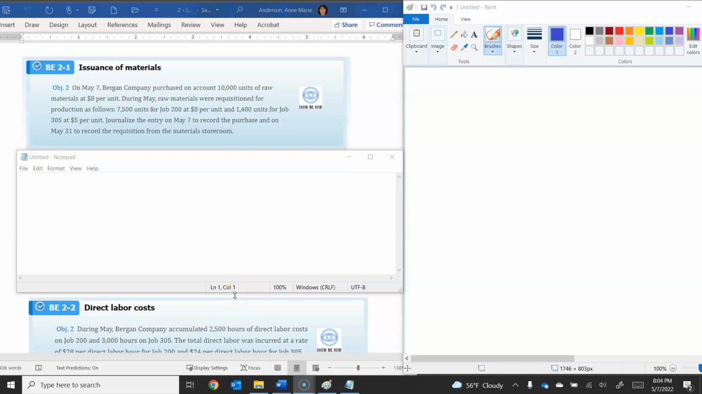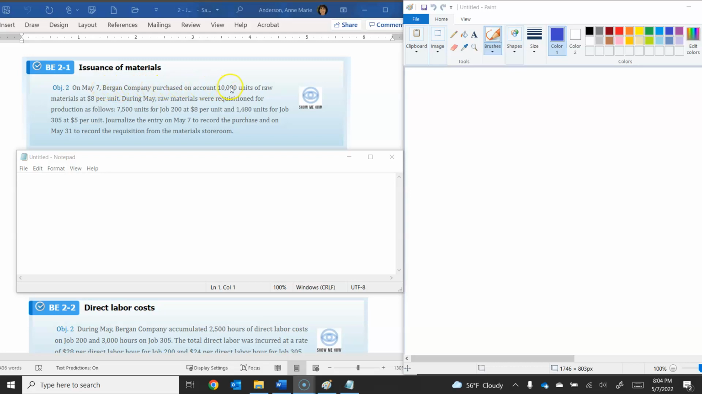Hey everyone, I thought it'd be helpful to go through some of the problems, the brief exercises in this chapter, so that you can see the concepts in action, especially the way the costs flow. So here we go. We've got Berg & Company. We're issuing materials. They don't actually take us to that first step where we bought the raw materials. Instead, we're taking those materials and putting them into production.